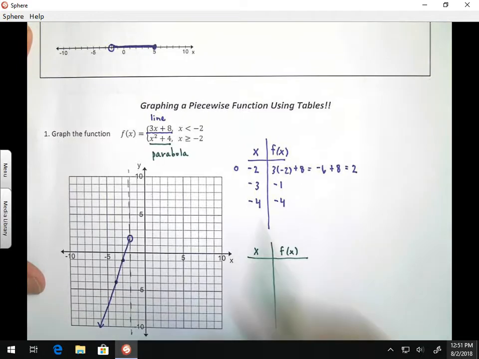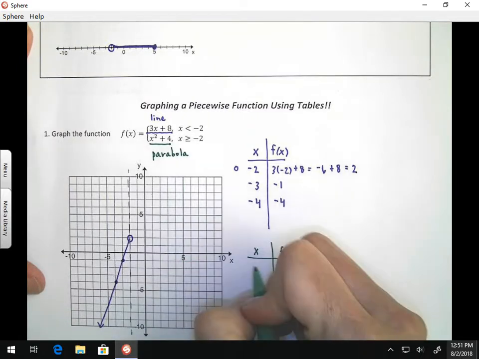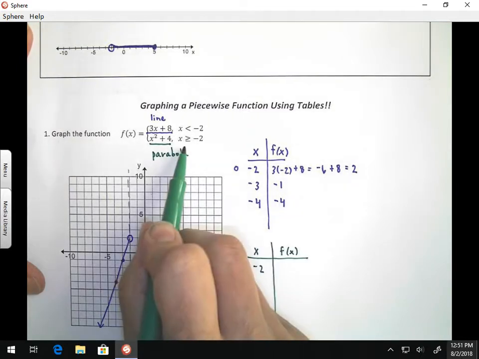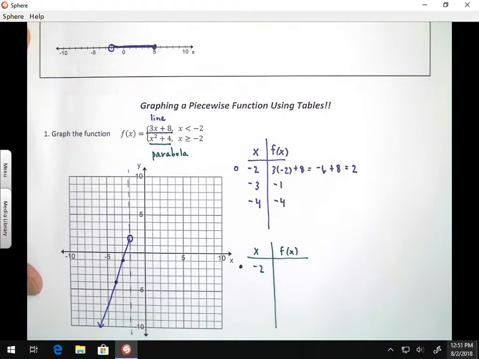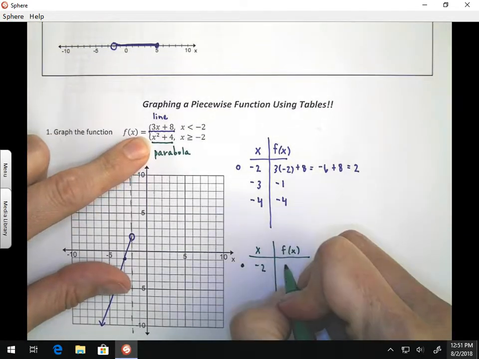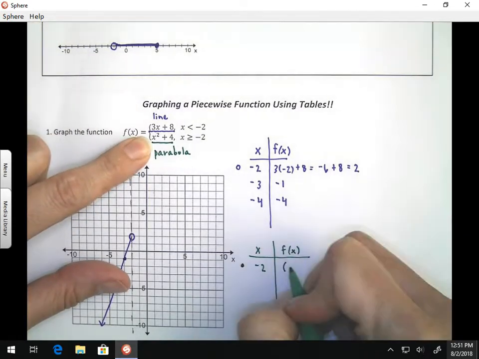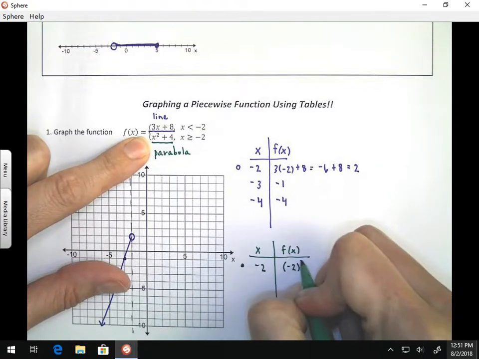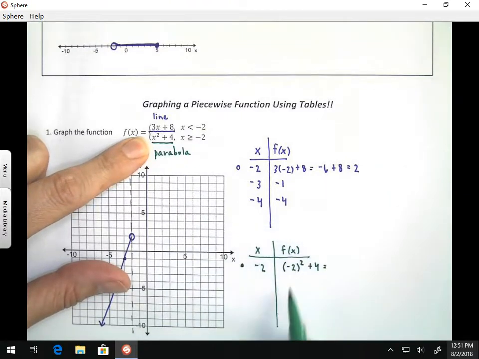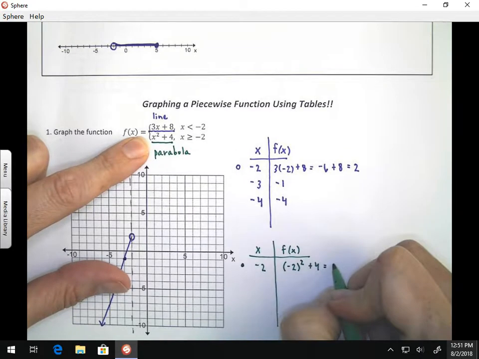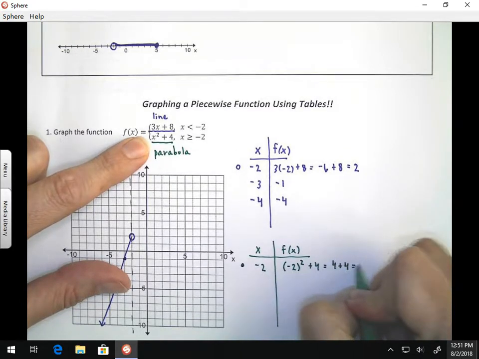Now, again, I'm going to start at -2, but this time, since it's greater than or equal to -2, we're going to have a closed circle here. So I'm just going to include that in my table. So again, now we're just substituting and evaluating. Here we have to be careful with our negatives because we're doing a -2. We're squaring that quantity and then adding 4. So a -2 squared is going to give me a +4 plus 4, which is going to give me 8.